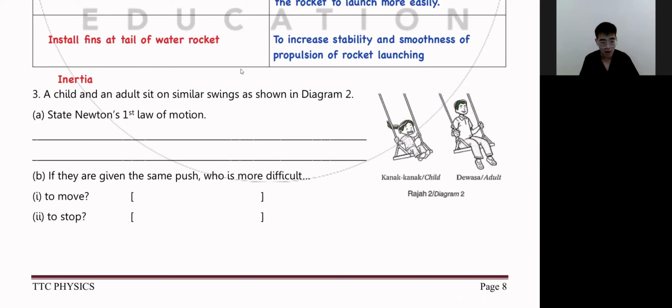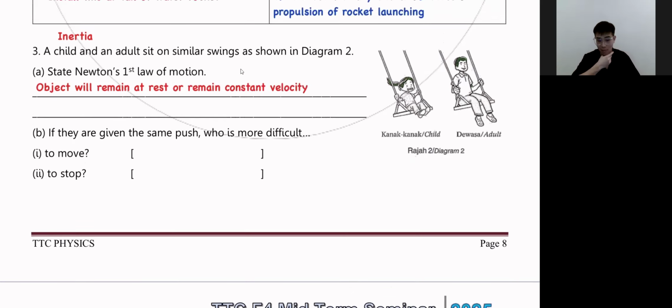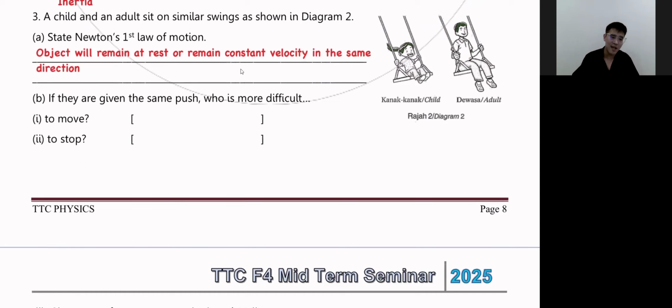So right now, Newton's first law of motion states that the object will remain at rest. That means an object that is at rest will try to remain at rest. Or the object will remain at constant velocity. So that means if an object is moving with constant velocity, the object will want to continue moving with constant velocity in the same direction. But of course, this comes with a condition. Unless what? The condition is unless acted upon by an external force.